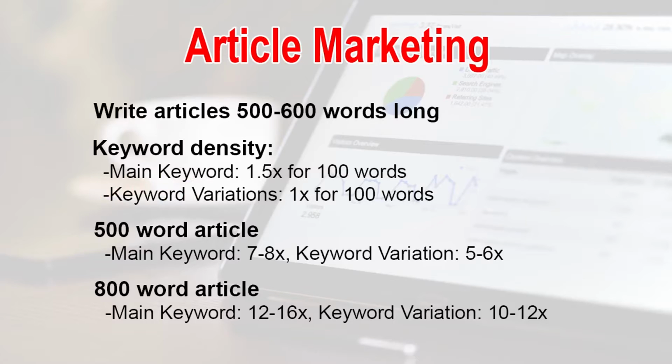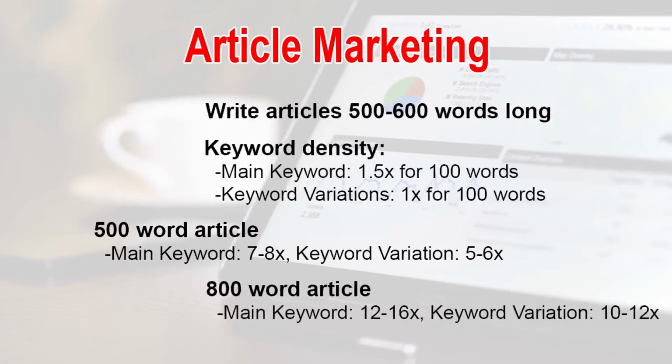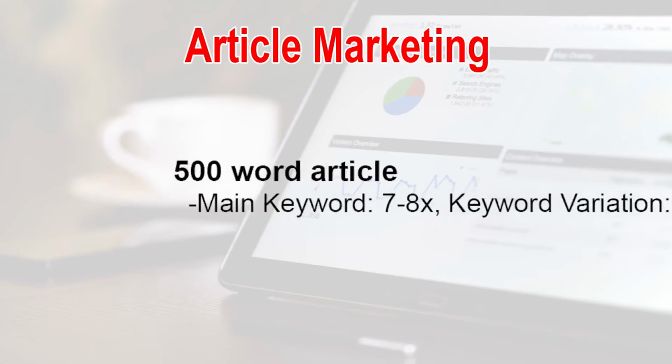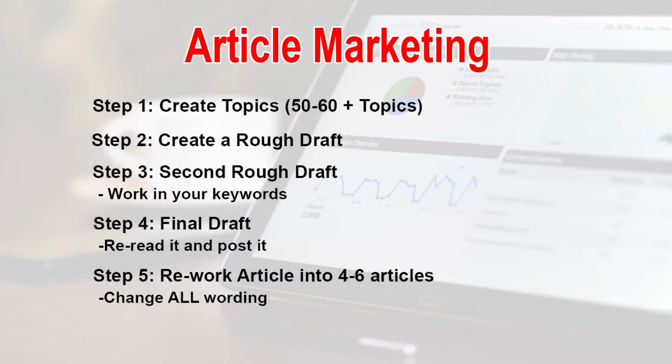Write this down. It's very important, and this is the one you're normally going to try to hit: 500-word articles, main keyword 7 to 8 times, keyword variations 5 to 6 times. That's normally what I usually go after. So the next step is to go back and start creating some topics together. I'm going to restart a new video, and we're going to do each of these things in a separate video because they are going to be their own little areas.